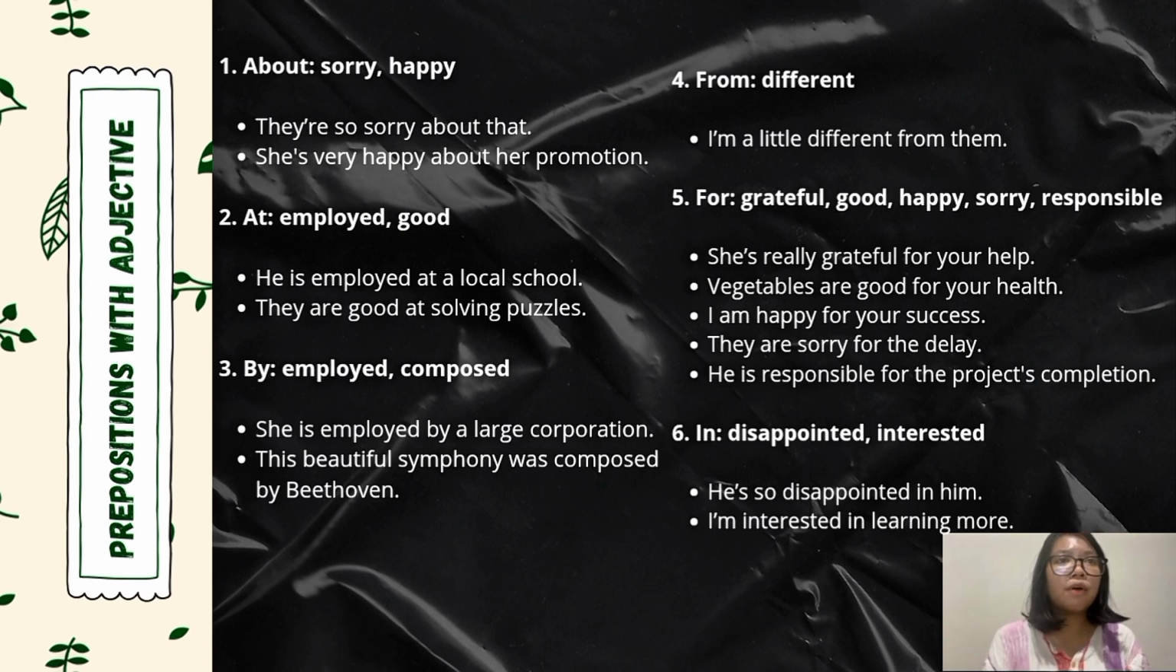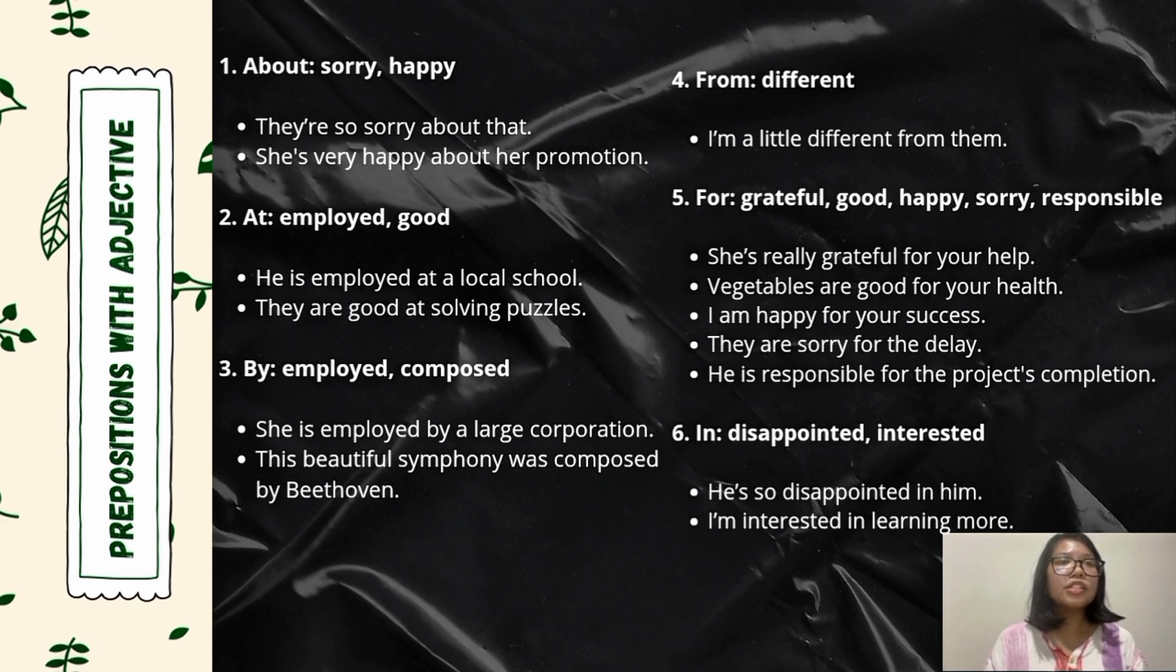4. From is used with different. I'm a little different from them. 5. For is used with grateful, good, happy, sorry, and responsible. I'm really grateful for your help. Vegetables are good for your health. I'm happy for your success. They are sorry for the delay. He is responsible for the project completion.